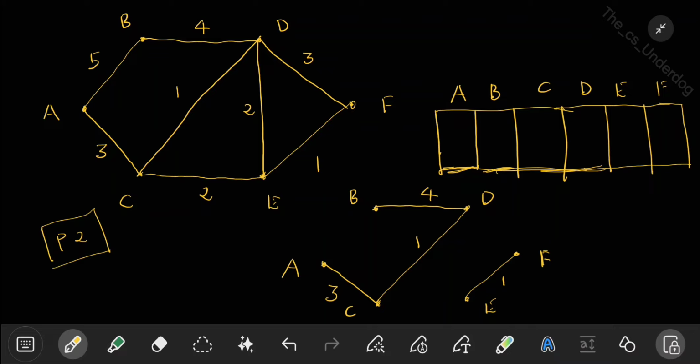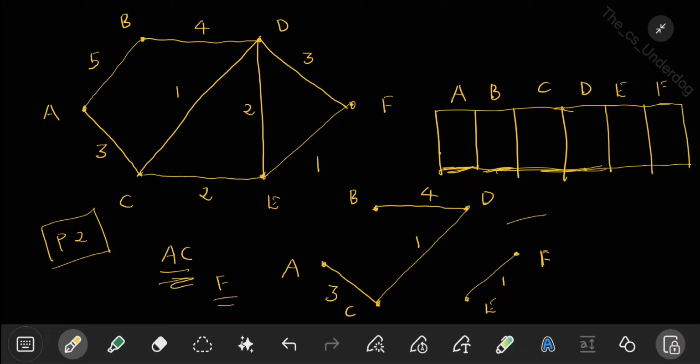Next is AC. What about AC? AC is already part of this MST. So again, if you see the representative element of A and the representative element of C, what will you find out? You'll find out that both the representative elements are the same. How do you find this representative element? You have to do a find operation on the disjoint set data structure. So when you do a find operation, you will find the representative element of both of these.